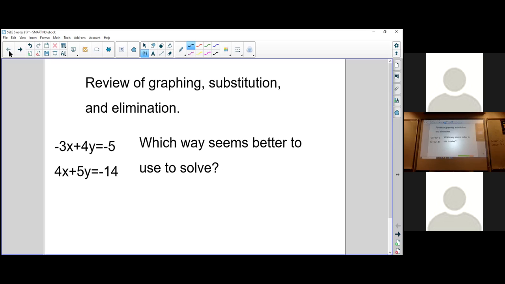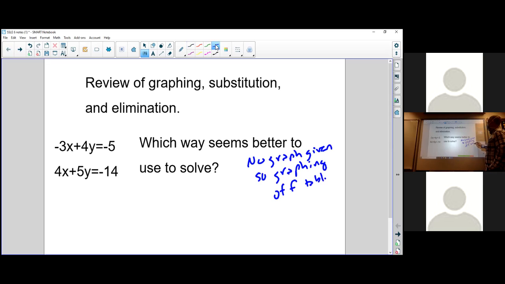So next thing, there's no graph given, so graphing might be off the table. That's the first thing. Second thing, can I solve for x or y easily? Can I take either of those equations and get x or y solved real easy?